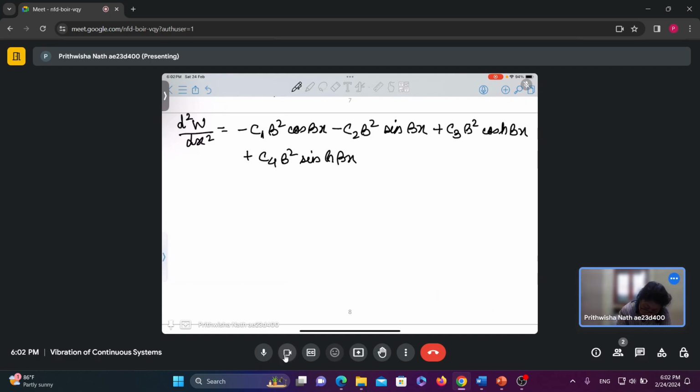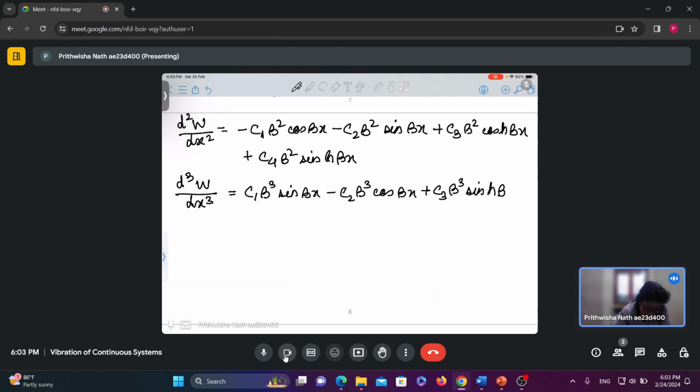Now again I differentiate this equation. So this becomes C1 beta cube sin beta x minus C2 beta cube cos beta x plus C3 beta cube sin hyperbolic beta x plus C4 beta cube cos hyperbolic beta x.